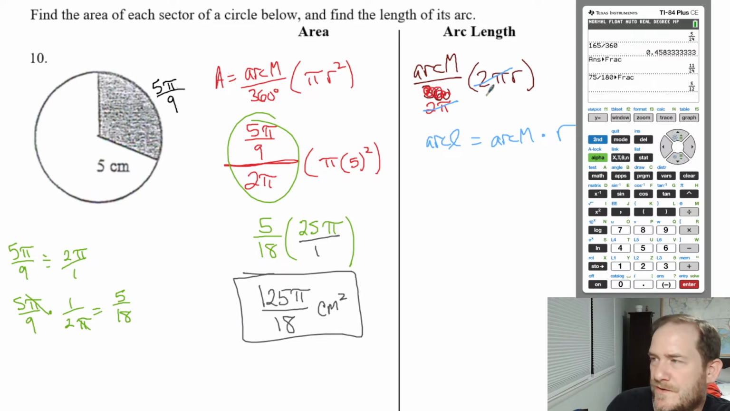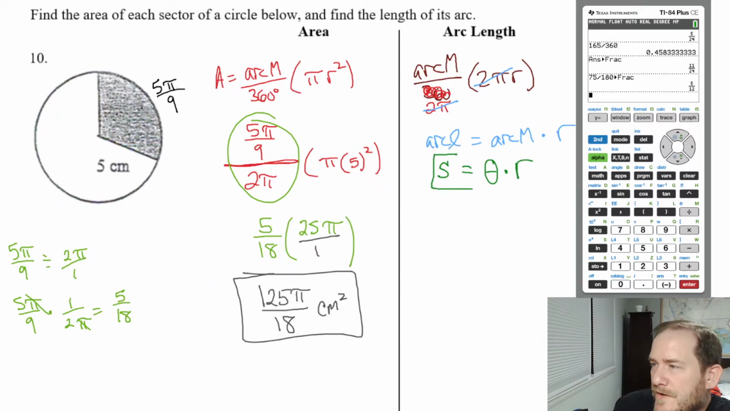So with such a simple formula, mathematicians simplified it even more. They said arc length, let's just call that S. And no, I don't know why it's S. But the arc measure, well, we've got a perfectly good variable for measures of angles. We've always used theta, so let's bring theta back. And then just times r.